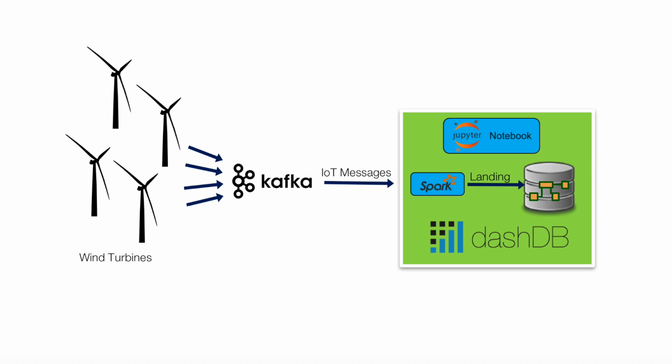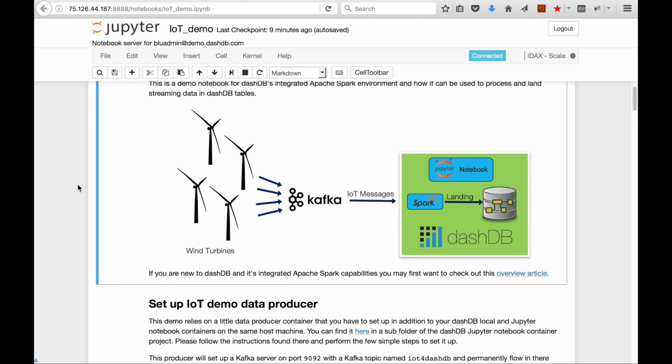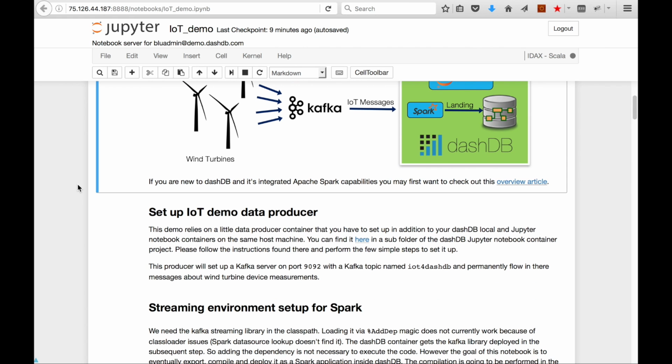We use a dashDB Jupyter notebook to create the Spark logic that receives and processes this data and lands it in dashDB tables. And then we bundle this all up in a Spark application that runs in the background inside dashDB. Before we can start, we first need to set up the demo data producer for the IoT data.